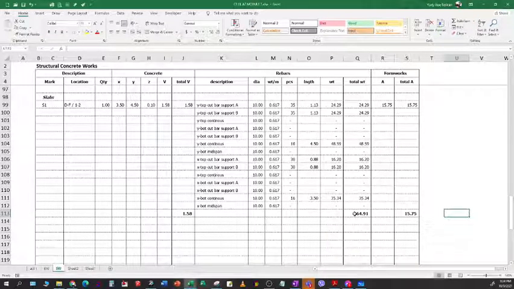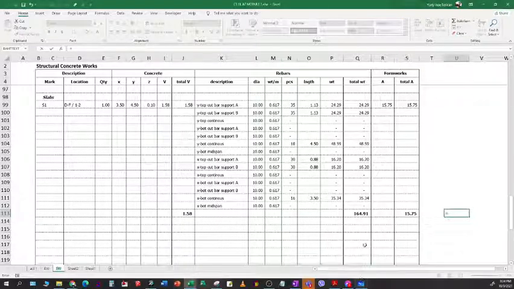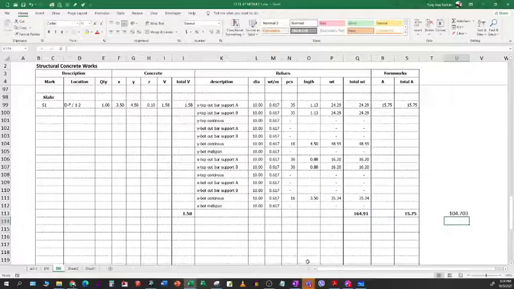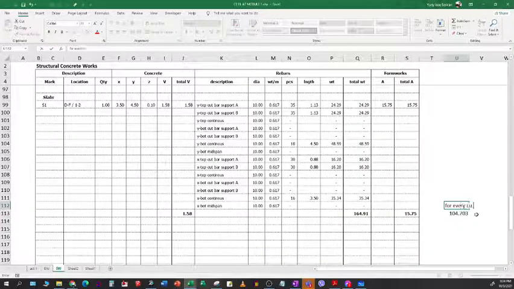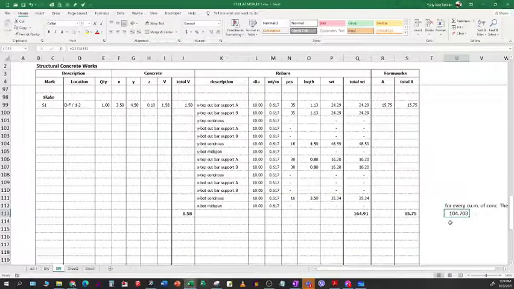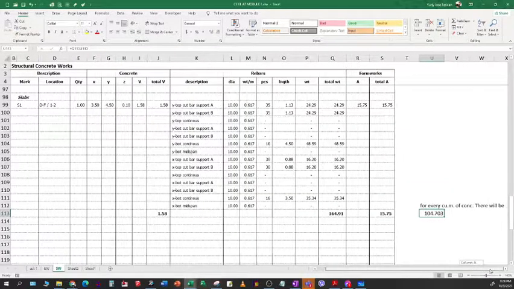So therefore, if we divide the total weight by the volume, we can say that for every cubic meter of concrete, there will be 104.703 kilograms of rebars.